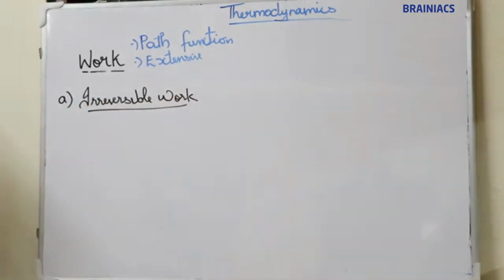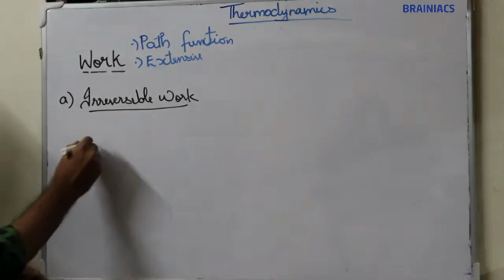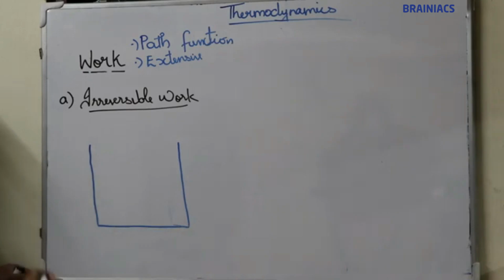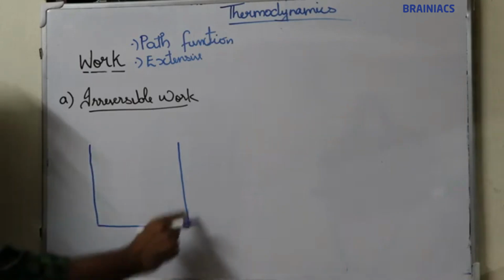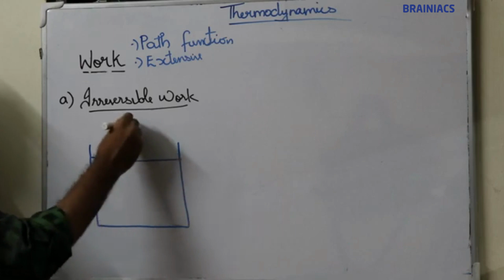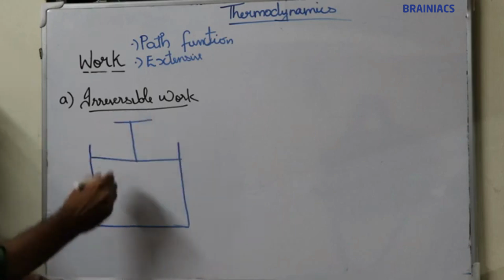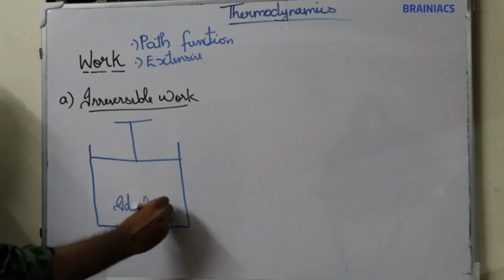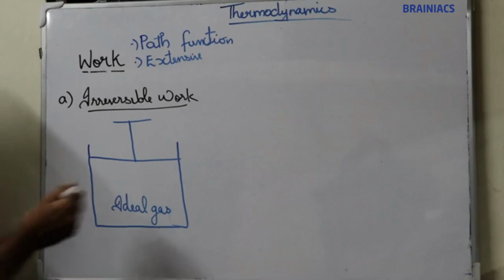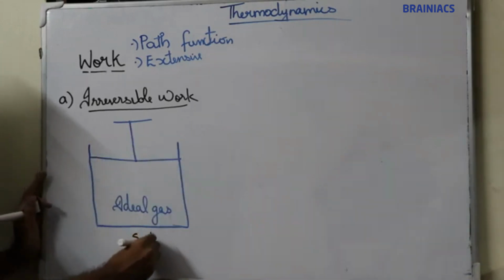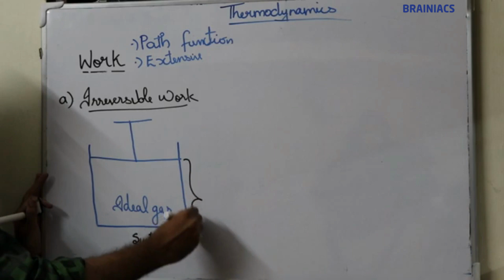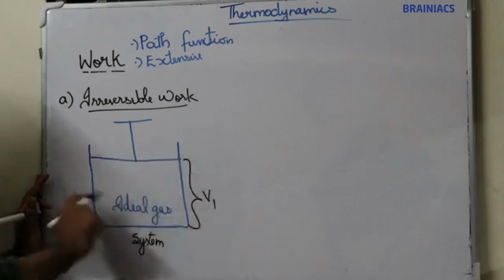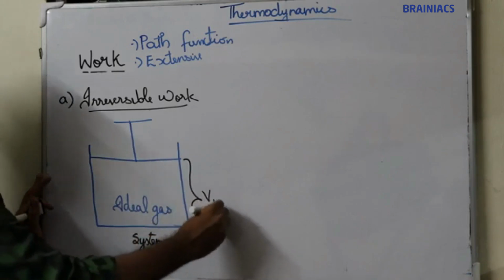To derive that, first we can consider a system. Consider a system filled with ideal gas. Consider a cylinder with a frictionless movable piston, and this cylinder is filled with an ideal gas. This is our system. Let the initial volume of the system be V1.